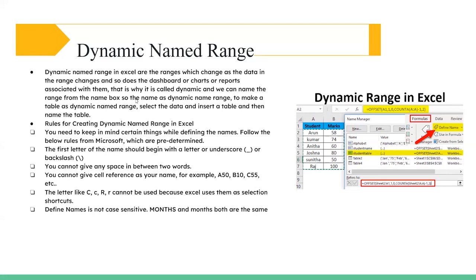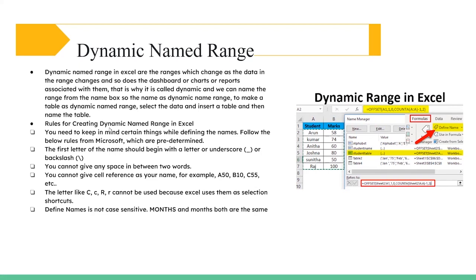We can name the range from the name box. I'll show you where we see the name box. To make a table a dynamic name range, select the data, insert a table, and then name the table. So this is how we can do it. I'll show you practically. Let's first see the rules for creating a dynamic name range.